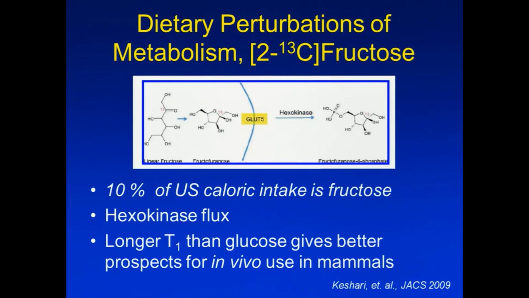This is a paper that's actually from 2009 where they put a C13 label right here at this anomeric carbon. There's no proton that's attached, so it's got a really long T1, and they can see this flux through hexokinase. And I think this could be a really, really useful agent if you're just interested in the impact of fructose on diet in the U.S.